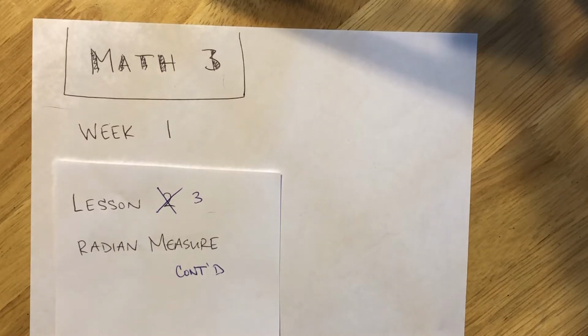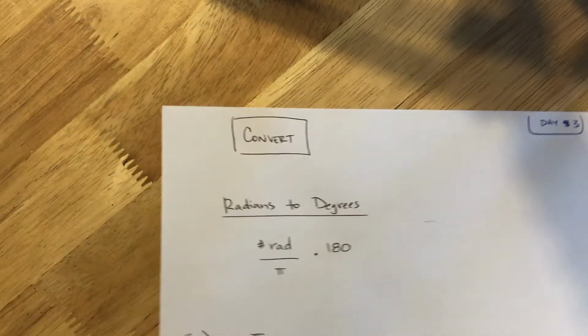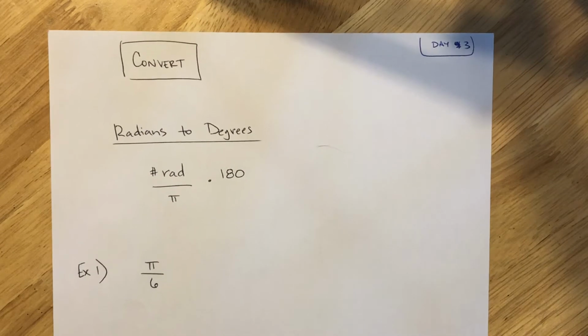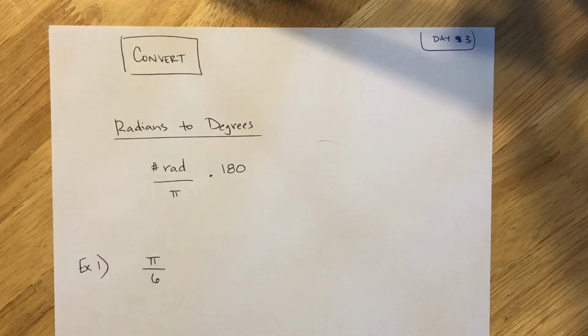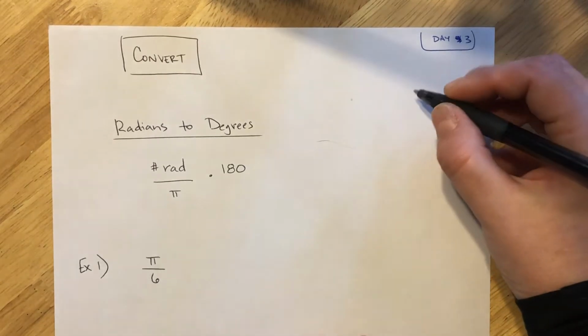Today is week 1, lesson 3, and we are continuing our work on radian measures. One of the things we're looking at today is converting from radians to degrees. This is perhaps the more useful direction, because if you see an angle that says pi over 3 and you don't know what that is or where to find it, you can use a couple of things to work that out.